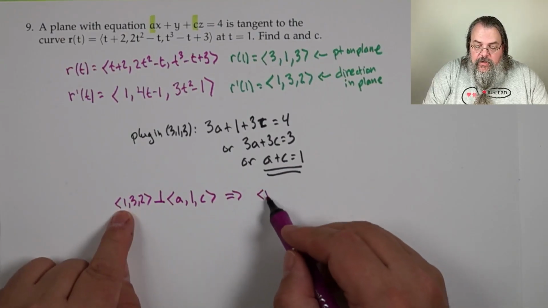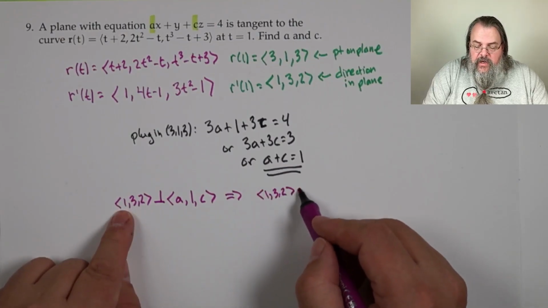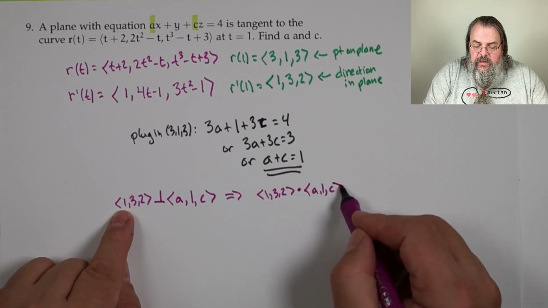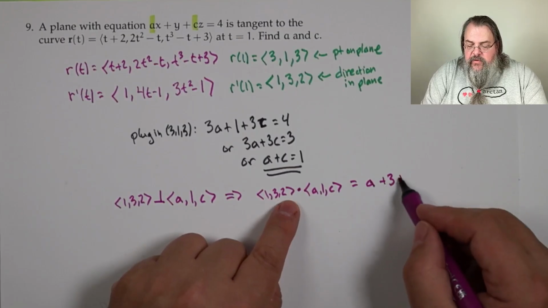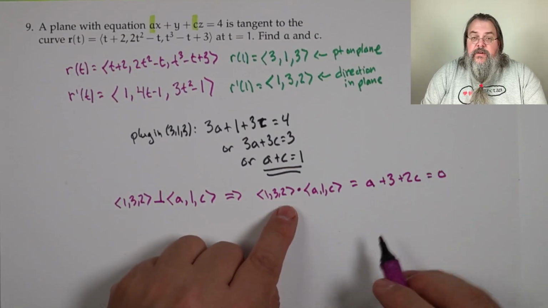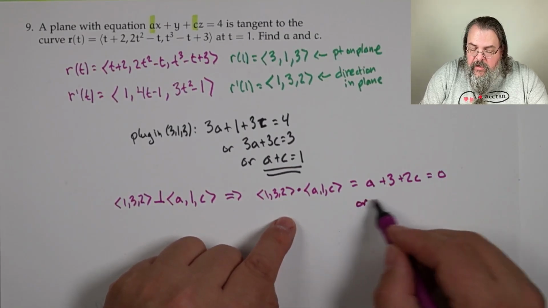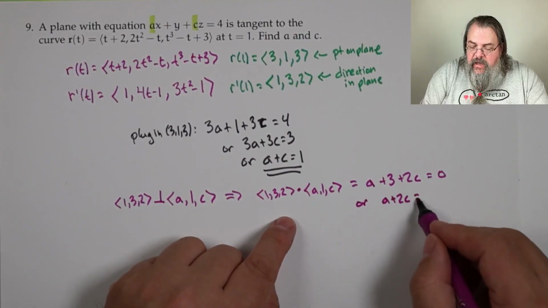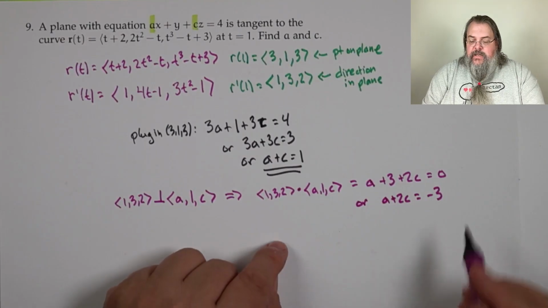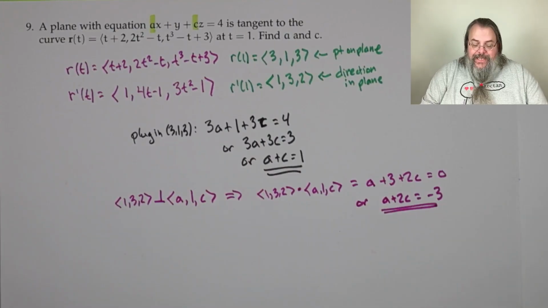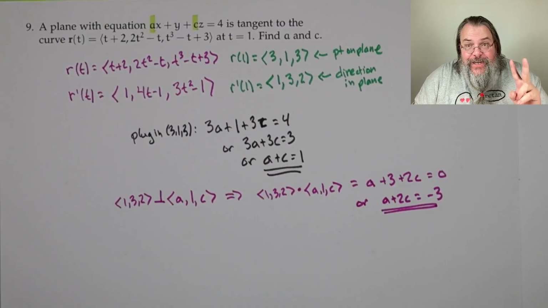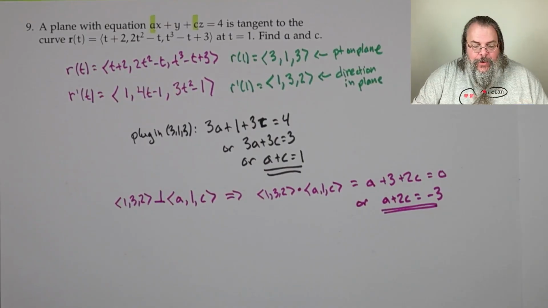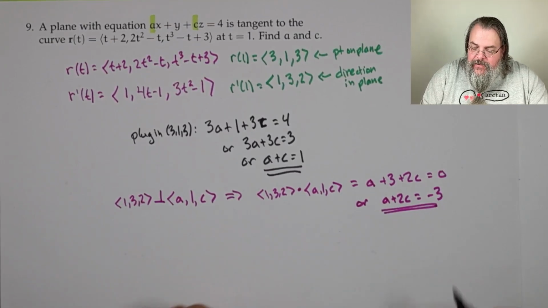So we get that (1, 3, 2) dot (a, 1, c), which is a plus 3 plus 2c, has to equal 0. Or a plus 2c has to equal negative 3. Okay, and that's the second equation. And now we're in our happy place. Two equations, two unknowns. We like that. All right, so we just have to solve that.